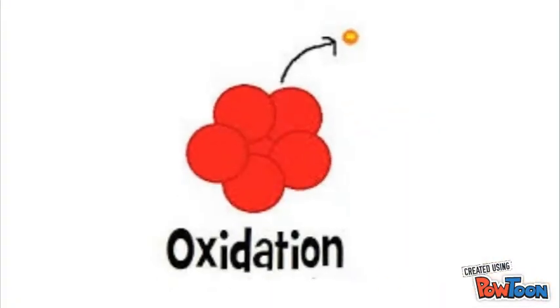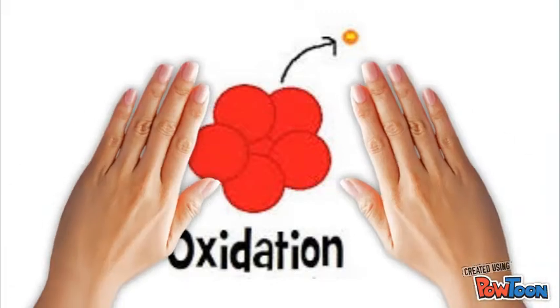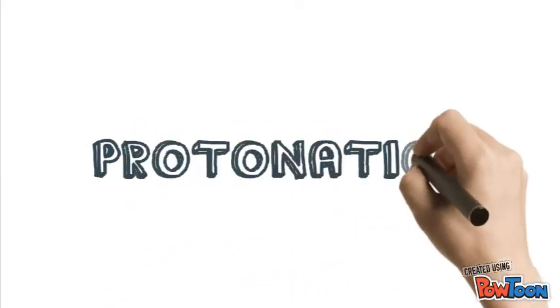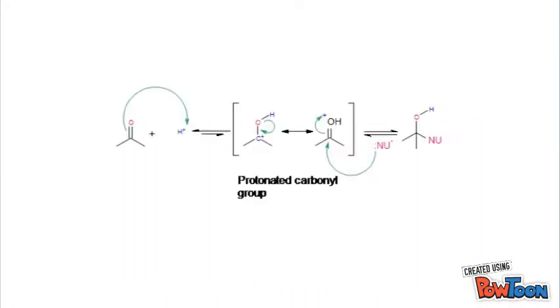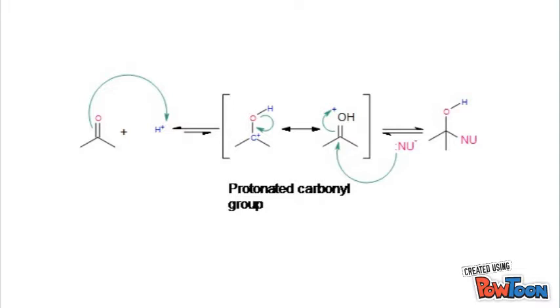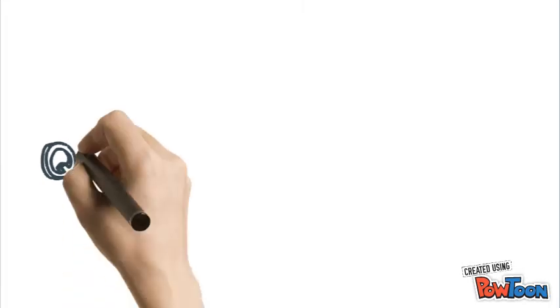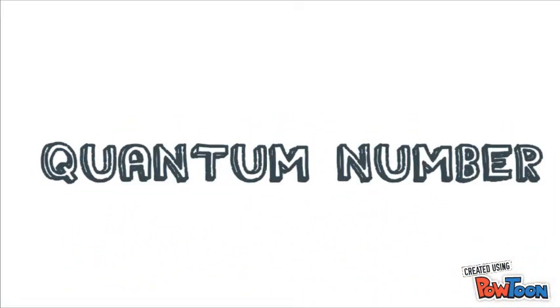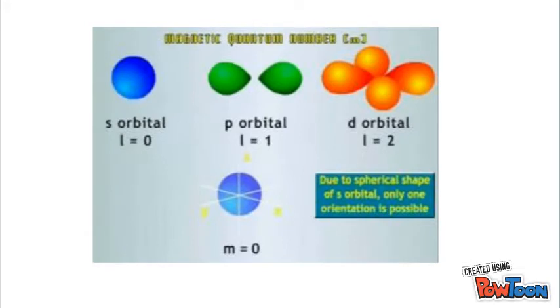Oxidation is any chemical reaction in which a material gives up electrons. An example of this is rust. Protonation is the addition of a proton to an atom, molecule, or ion, forming the conjugate acid. A quantum number is a value that is used when describing the energy levels available to atoms and molecules.